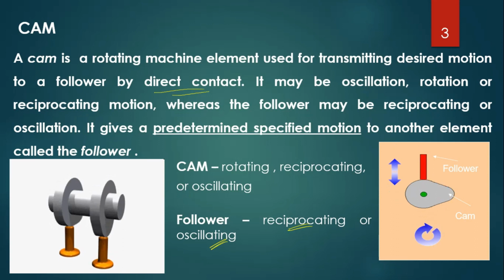A cam and follower have a line contact, right, because it comes under a higher pair. Already we discussed lower pair and higher pair in the first unit. So this cam and follower comes under the higher pair because both are contacting at a line, right?